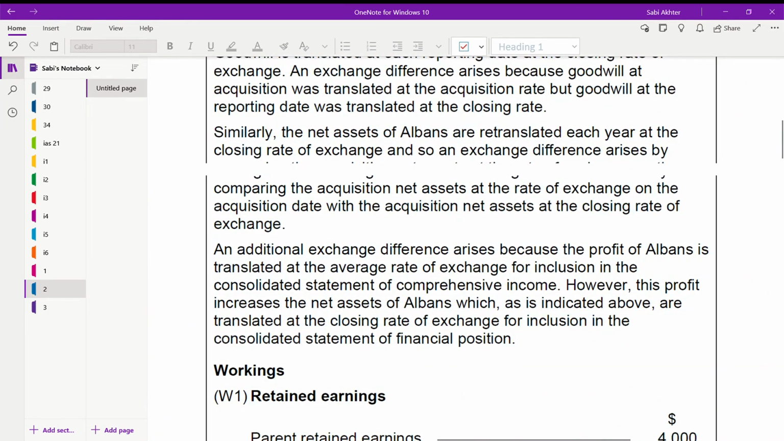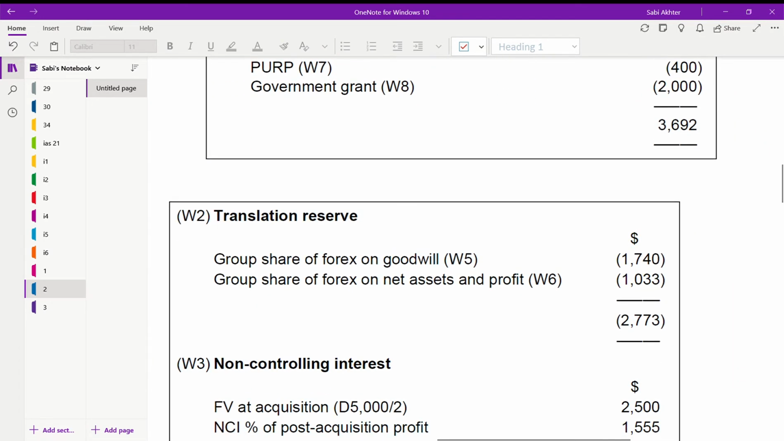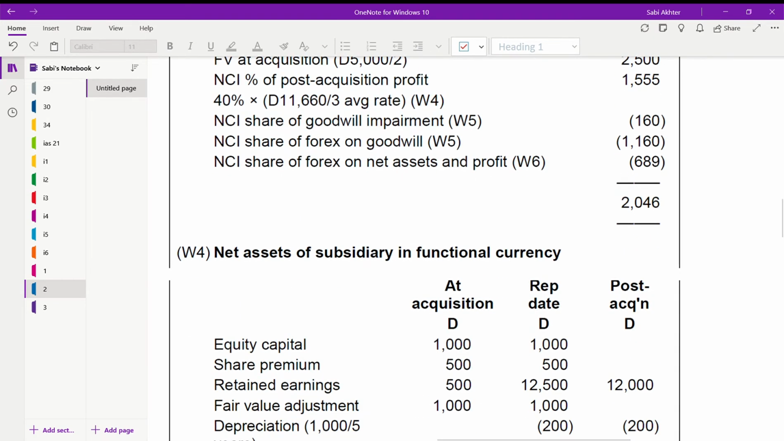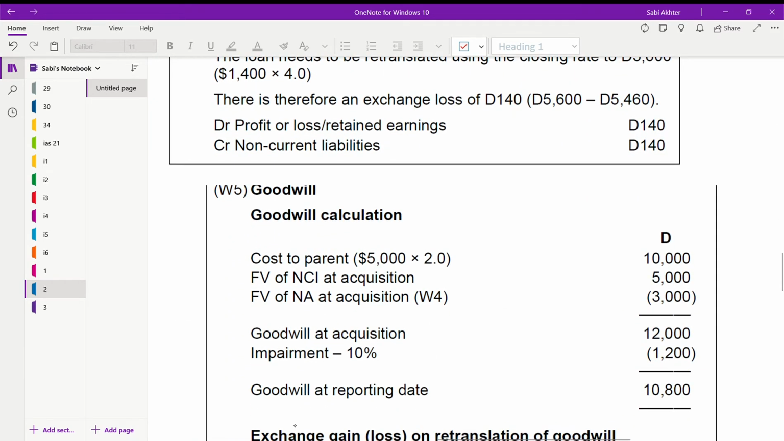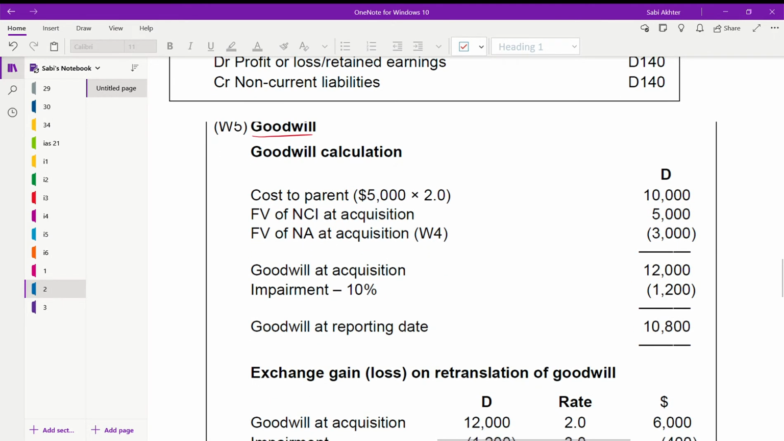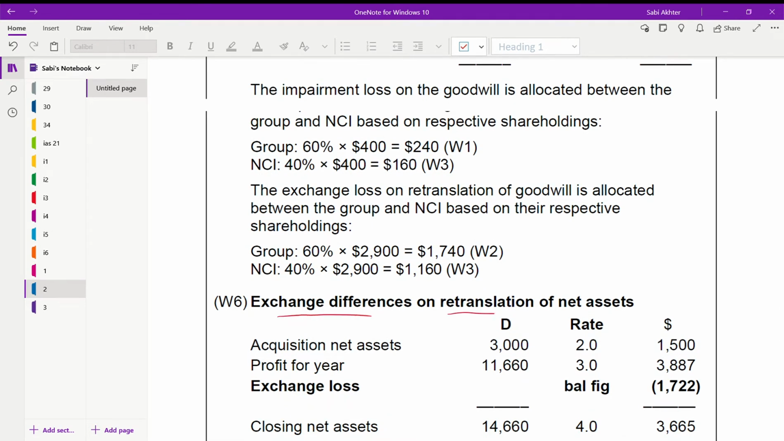They only asked for the equity section. Equity section means you need retained earnings. Then what else? Translation reserve, NCI, net assets of the subsidiary in functional currency, goodwill. You need goodwill, even though you may wonder how goodwill comes into equity. Remember the exchange gain or loss relating to goodwill. To calculate that exchange gain or loss on goodwill, you have to first calculate goodwill. And exchange differences on retranslation of net asset.